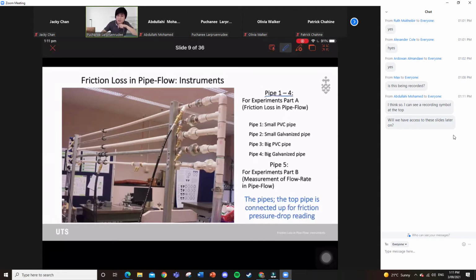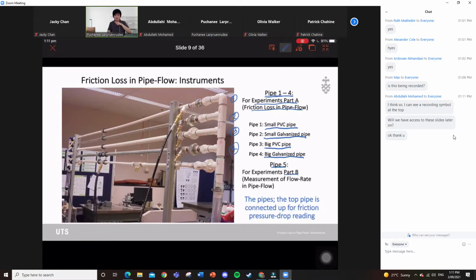So pipe 1 and pipe 4 are for experiment part A, friction loss in pipe flow. Here, pipe 1, 2, 3, and 4. Pipe 1 is the small PVC pipe, pipe 2 is the small galvanized pipe, pipe 3 is the big PVC pipe, and pipe 4 is the big galvanized pipe. And pipe 5 is for experiment part B.